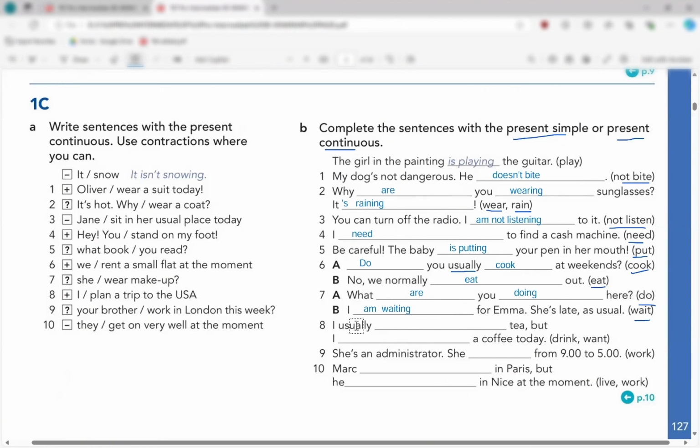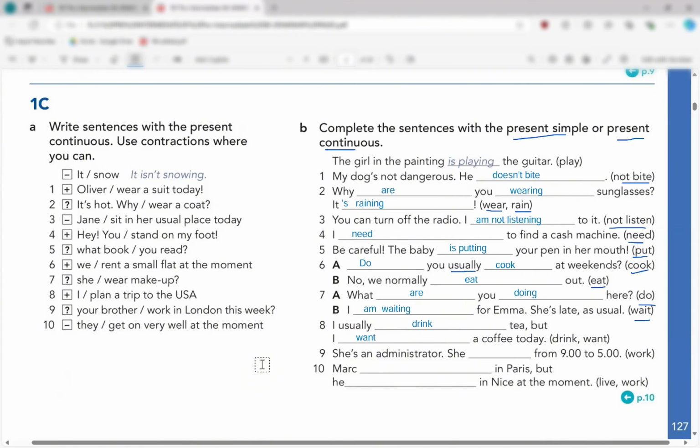Now usually, we got usually again. So that will be present simple. So drink. I usually drink tea. This is my permanent habit. But today, temporary thing, want. When I say today, temporary action, I must use present continuous. But want is a non-action verb. That's why we can't use present continuous, guys. So we still use present simple. Today I want a coffee.